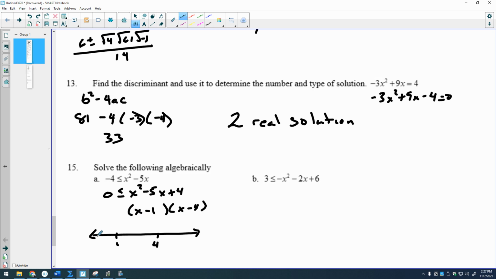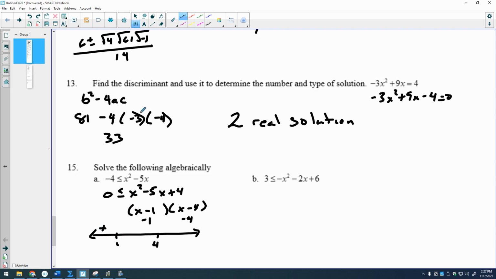So I'm going to pick something down here like 0. 0 is less than 1, so 0 is over here. 0 minus 1 is a negative 1. 0 minus 4 is a negative 4. And a negative times a negative is a positive. No matter what x value I plug into my function that's below 1, the equation will work out to be a positive number.